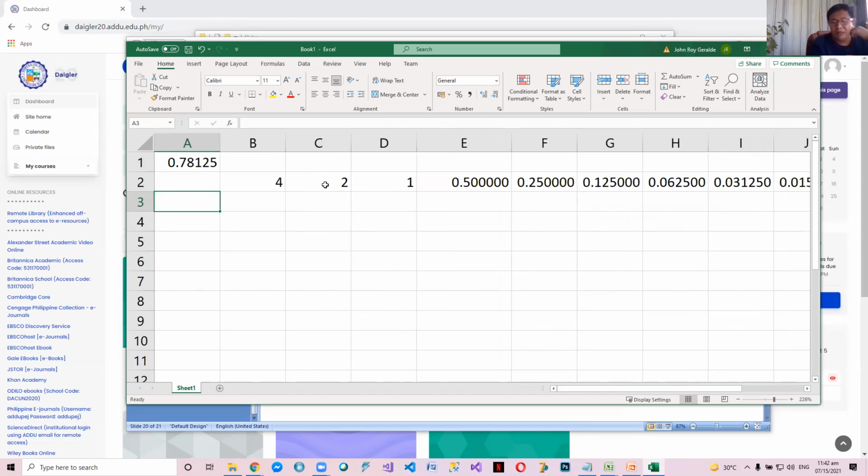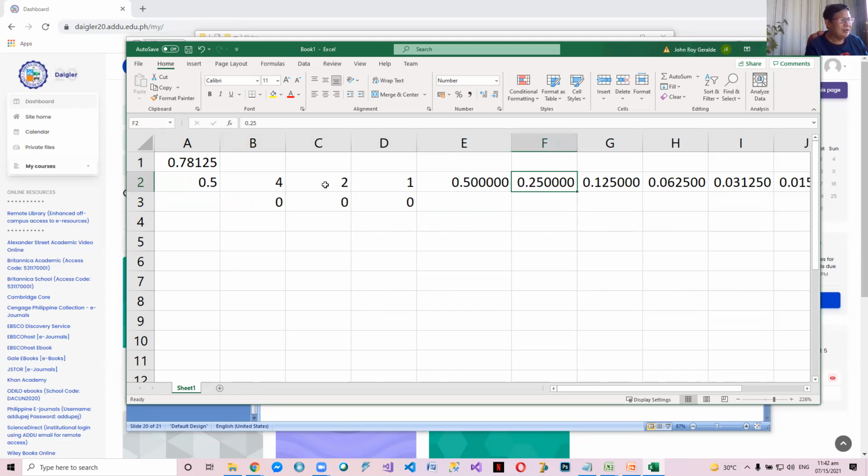Because not all, by the way, not all decimal numbers can have a complete conversion into binary. Kasi iba ang base nila eh. Base 10 saka base 2. Okay? So, most of the numbers can be converted. Kasi pareho silang even. Pero for example, base 10 saka base 3, hindi yan sila compatible. No? So, 0.78. What can we subtract? We cannot subtract this. 0.78. What can we subtract?